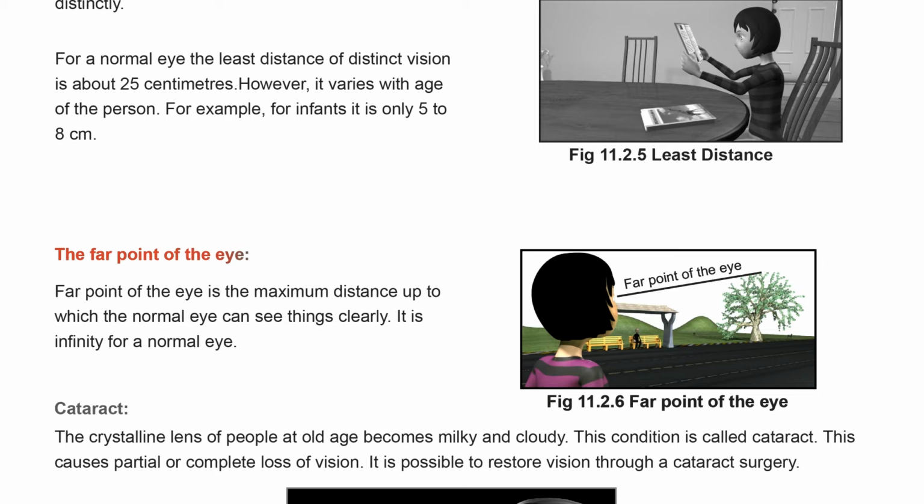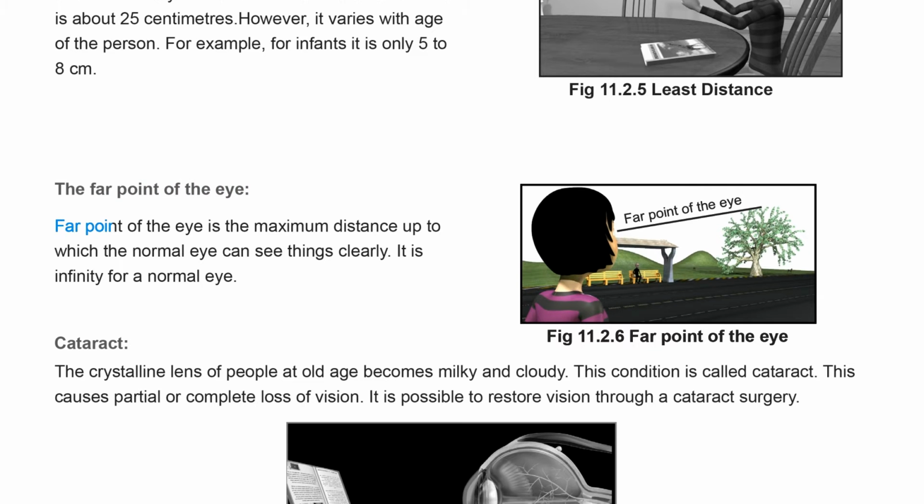The far point of the eye. Far point of the eye is the maximum distance up to which the normal eye can see things clearly. It is infinity for a normal eye.